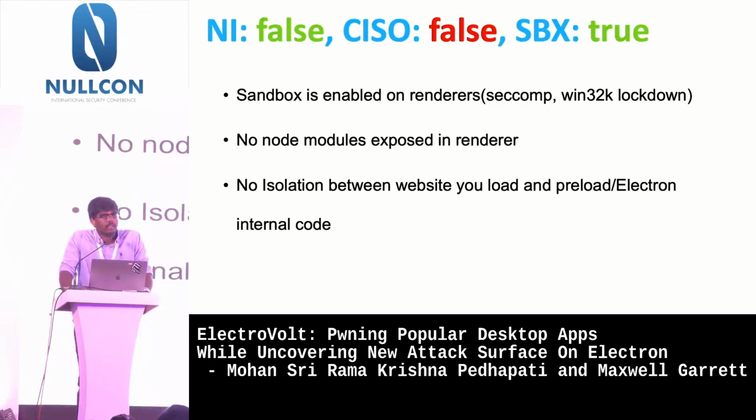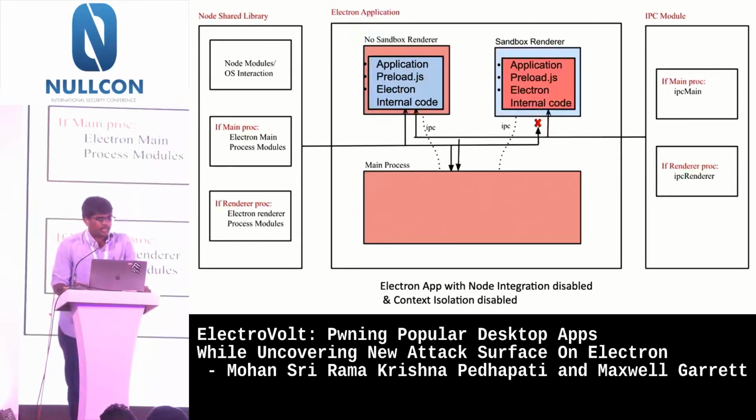So can we use that context isolation disabled window and leak Electron internal modules such as IPC? And using that IPC, even though our renderer process is sandboxed, can we make the main process do bad stuff for us? Let's see. So this is where we are in the architecture. The whole application JavaScript context, preload JavaScript, and Electron internal code all run in a single V8 JavaScript context, which means we can mess up Electron internal code and leak IPC modules and other modules from the renderer process.